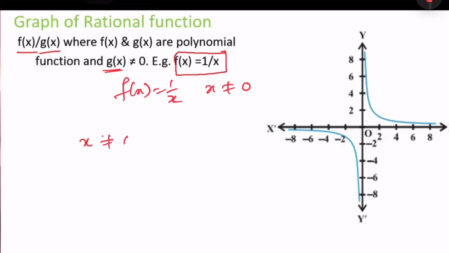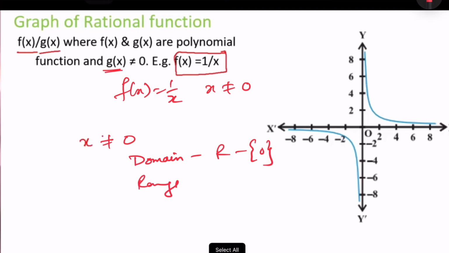It is written as f of x by g of x, where f of x and g of x are polynomial functions and g of x is not equal to 0. So over here you have except 0. X can take all the values, but x is not equal to 0. And its range is also all real numbers except 0. So the domain is all real numbers except 0. It is not taking 0. Range is also the same thing. It is all real numbers except 0.